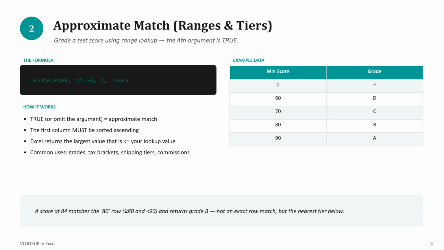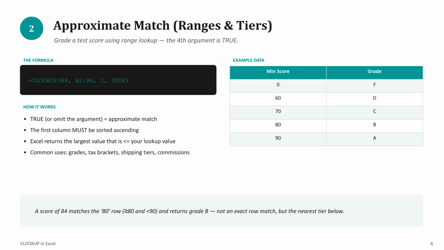A great example is grading a test score. Our formula is VLOOKUP of B8, the score we're checking, against the range A2 to B6, returning column 2, which is the grade. But this time, the last argument is true, not false. True tells Excel, don't look for an exact match. Instead, find the largest value in the first column that is less than or equal to my lookup value.